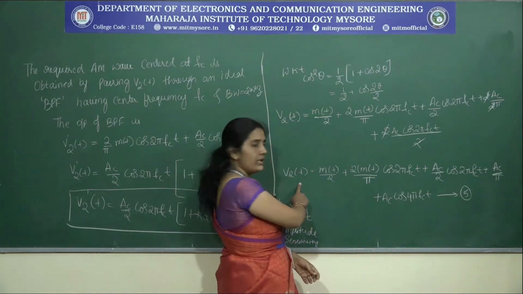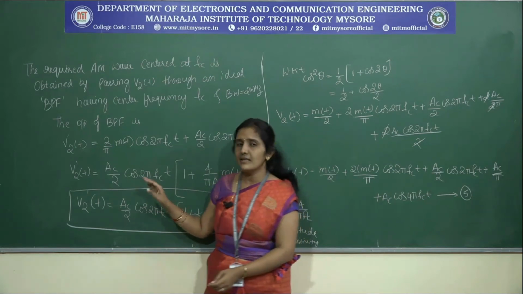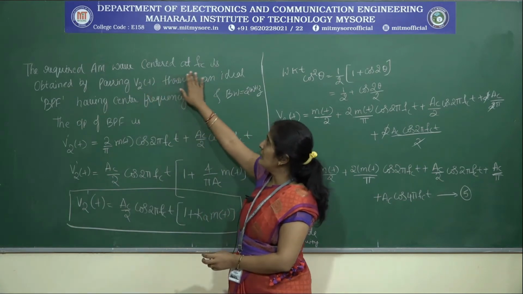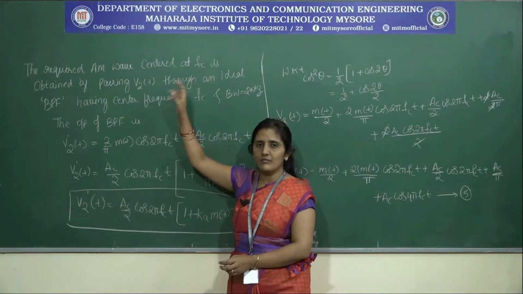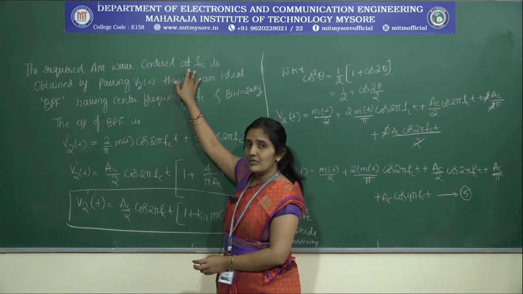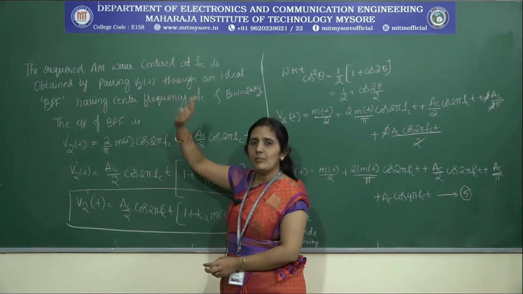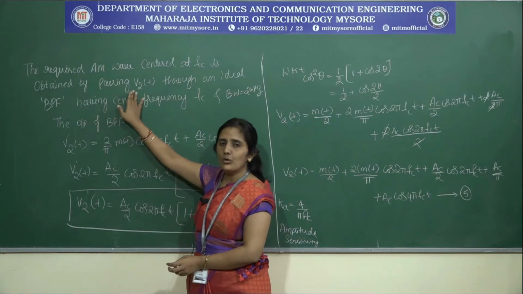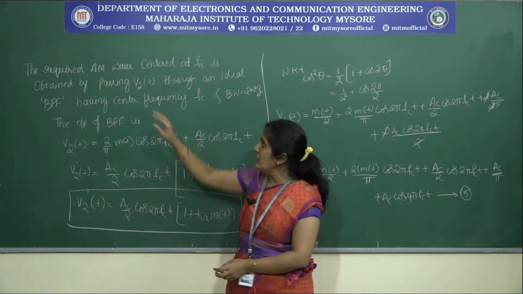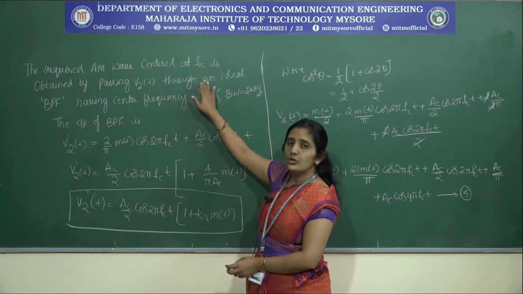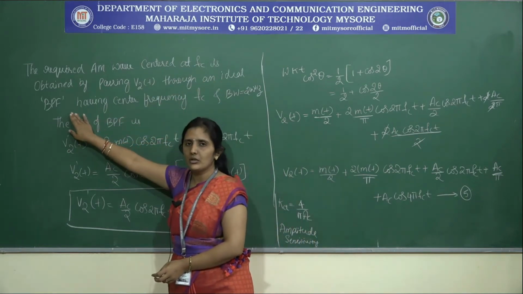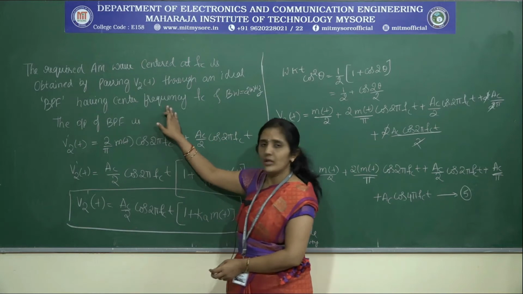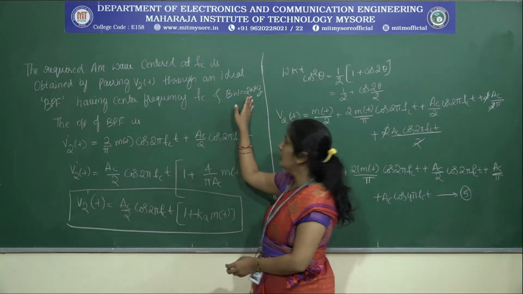Now considering this V2 of t, as I said, in the circuit diagram there is a band pass filter. So the required AM wave centered at Fc, whichever wave we have got that is centered at Fc, has to be passed through the ideal band pass filter. So here the required AM wave centered at Fc is obtained by passing V2 of t, that is the equation we have got here, through an ideal band pass filter. In the circuit we have seen where we have connected the band pass filter at the last, having center frequency Fc and the bandwidth of 2W hertz.